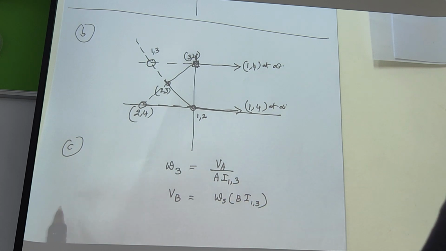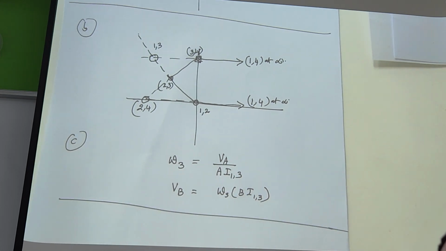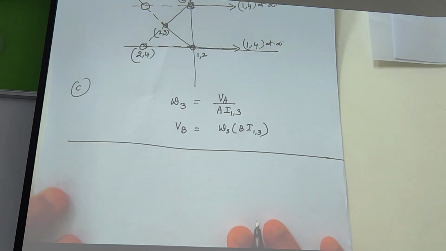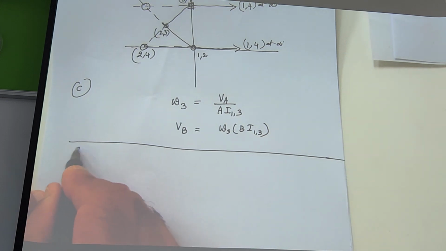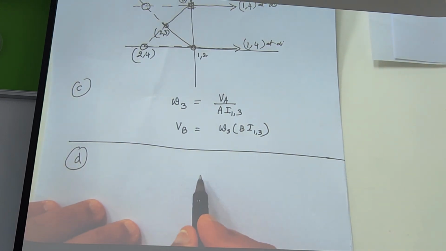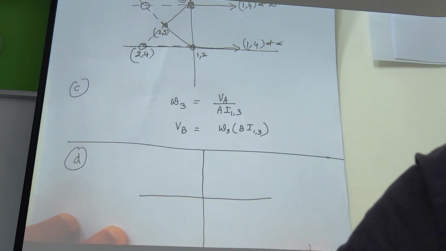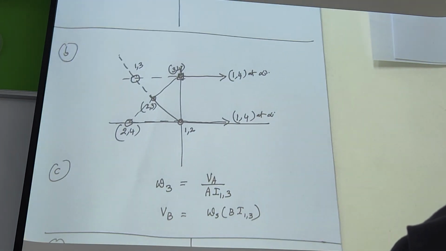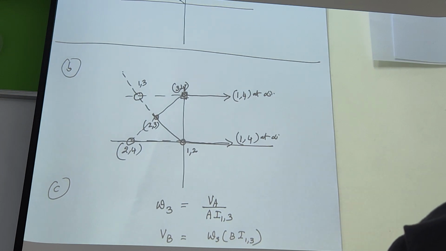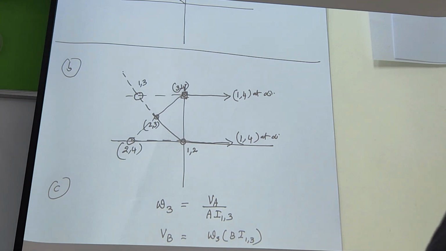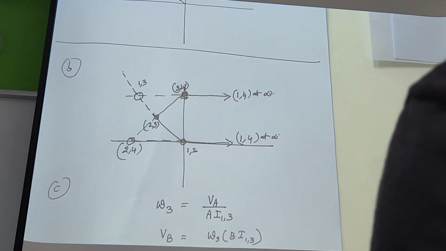So this is part C. So part D will be your velocity polygon. I'll draw three separate graphs. I'll draw all separately, it's up to you. I want to see all the instantaneous centers. I want to see your velocity polygon. I want to see your calculations.